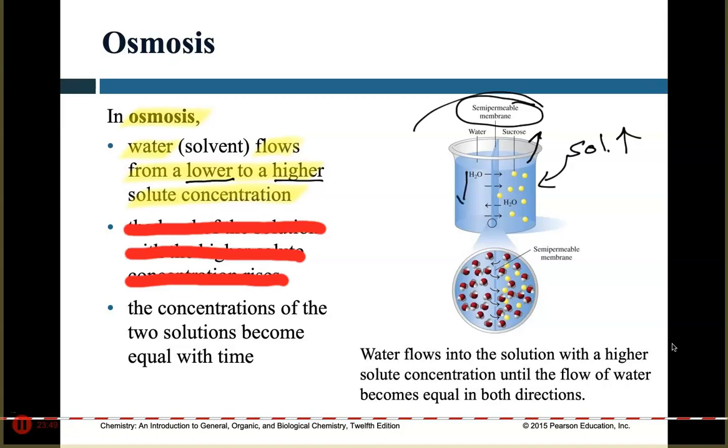So actually, the water level will drop here and increase on the other side of the semi-permeable membrane, trying to reach the same concentration. It usually will go, theoretically, until they're both the same concentration. So to summarize, water flows into the solution with a higher solute concentration until the flow of water becomes equal in both directions. That just means there's equal concentration on both sides of the semi-permeable membrane.